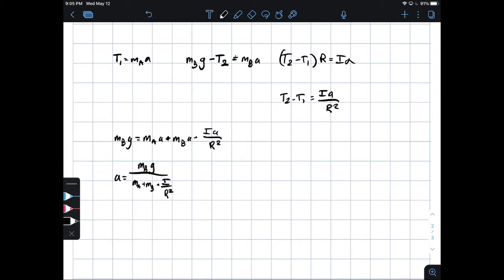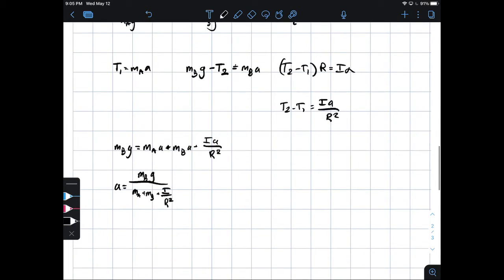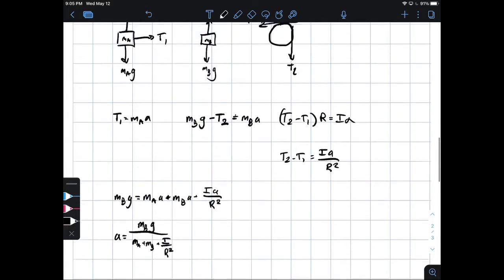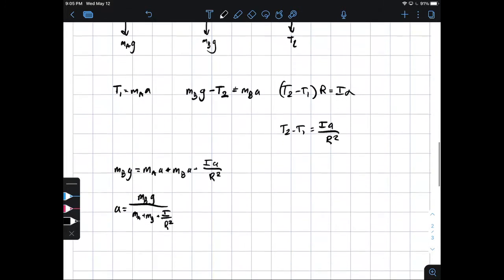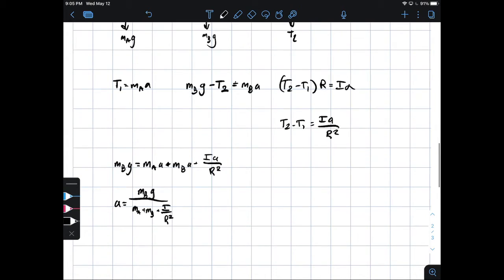Oh man, you know what? I just realized something. In this problem, technically, the pulley doesn't have mass. I swear it did when I remembered it. I didn't read the problem before I made this video. Okay, so, I mean, that's kind of embarrassing, but we'll try to roll with it, I guess. I don't think it's going to affect the answers much, but this is our equation for acceleration.